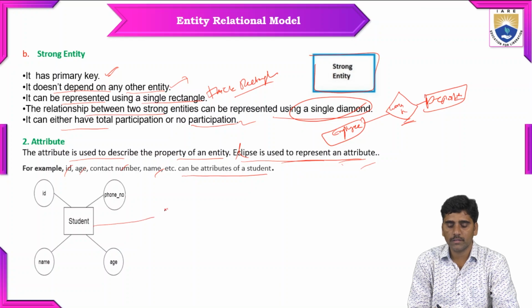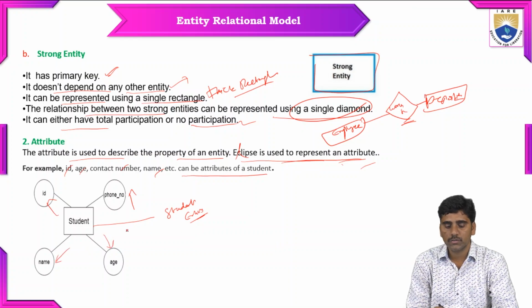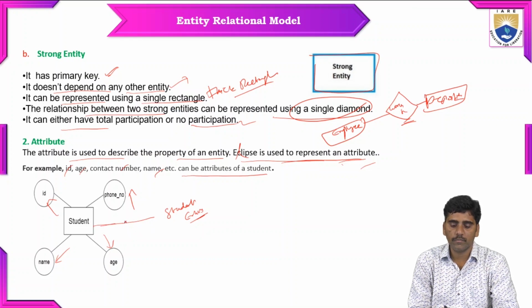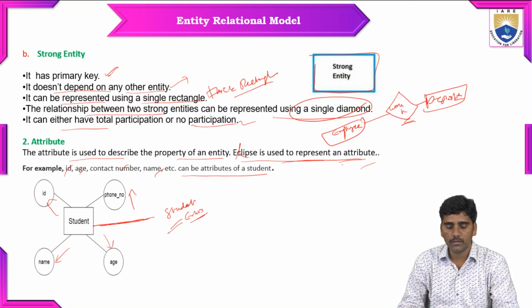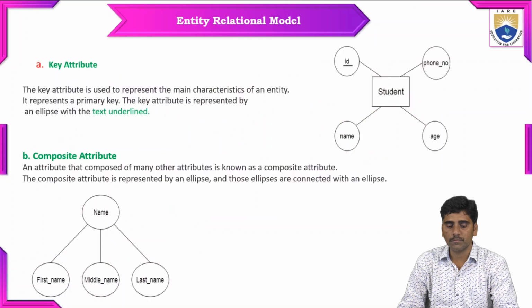So take an example of a student entity. The student can have a phone number, an ID, a name, as well as an age. All these attributes are the properties of this student entity. So here all these attributes are indicated in the form of an ellipse symbol. Next one, key attribute.